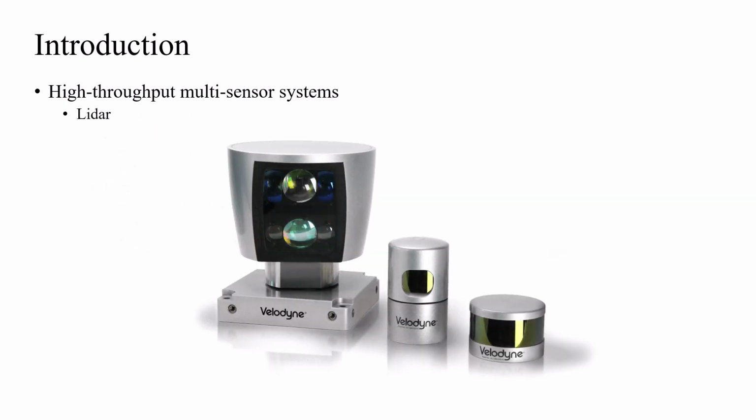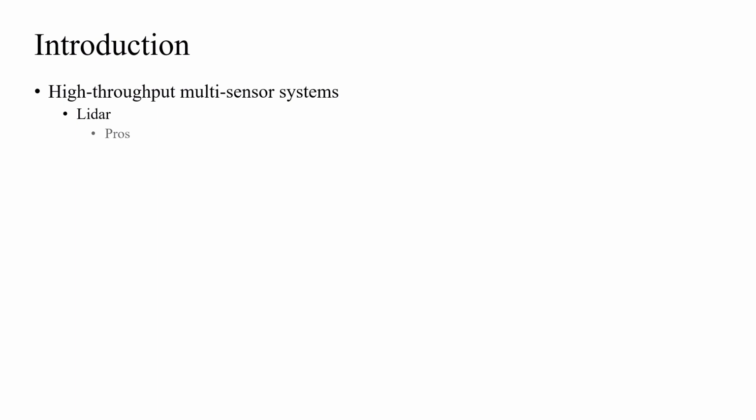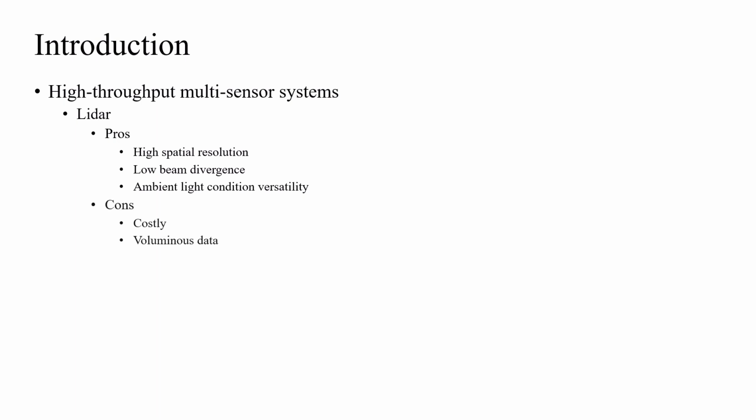The second one is LiDAR. The first generation LiDAR technology measures distance based on laser and the time of flight principle. It can create point clouds with high spatial resolutions, since lasers have low beam divergence. It is also an active sensor that does not require external illumination. However, LiDAR is typically pricey and generates large volumes of data, which can be challenging to process.